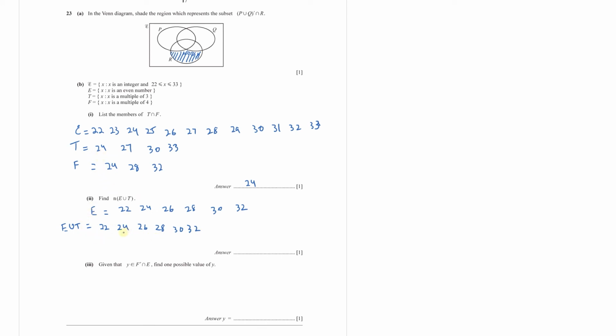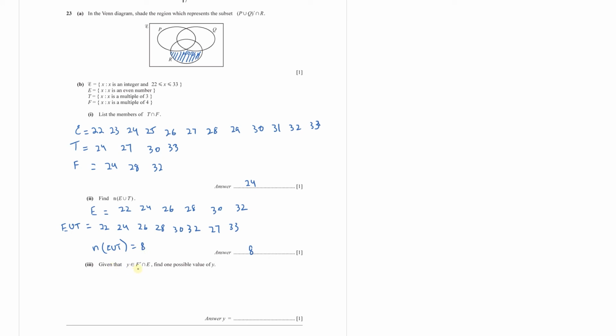So you've already included 24. You cannot include it twice. 27 is not here, so we can write 27. 30 is already here. 33 is not, so I'll add this here as well. So if you count them, 1, 2, 3, 4, 5, 6, 7, 8. So the number of elements in E union T is equal to 8.